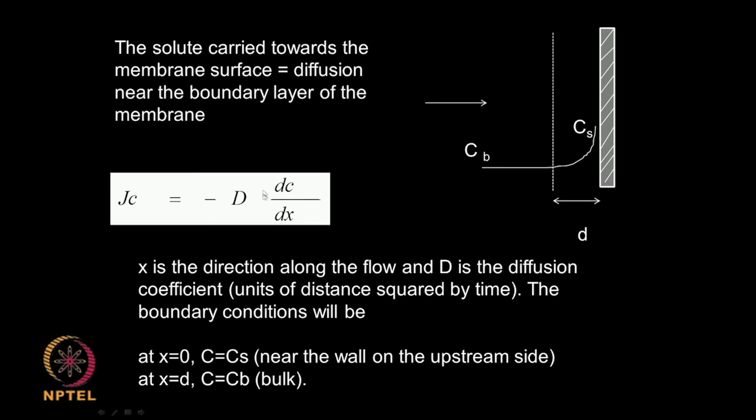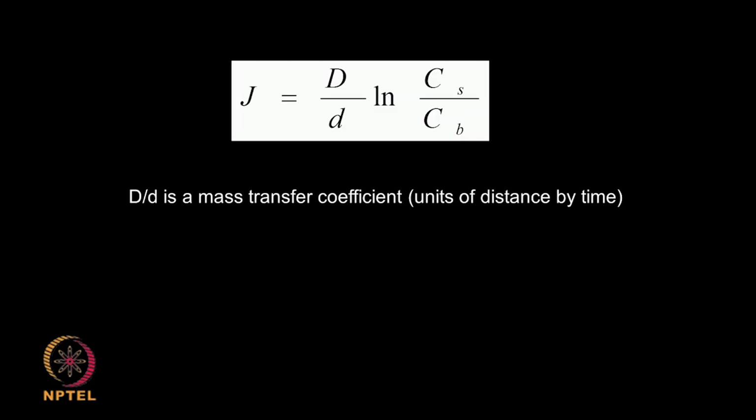Okay. So, this is a first order differential equation, a simple equation, and we have two boundary conditions: C is equal to Cs at x equal to 0, and C is equal to Cb at x equal to d. So, we can solve them and end up with a simple relation: the flux J is equal to capital D, that is the diffusion coefficient, divided by small d, the thickness of the boundary layer, times the logarithm of Cs divided by Cb.